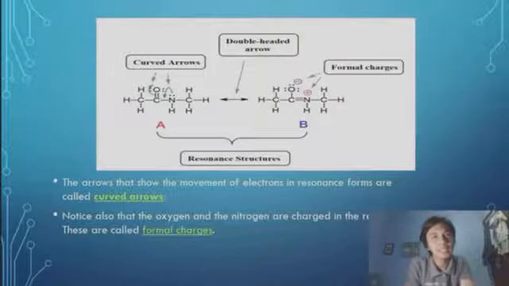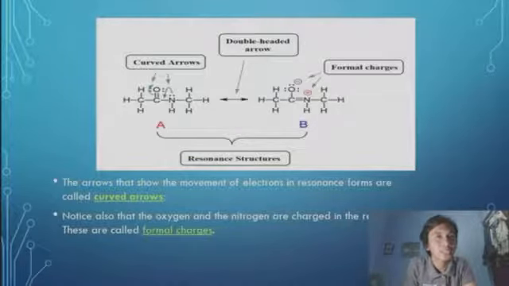Resonance structures can be interconverted to one another by moving some of the electrons. The arrows that show the movement of electrons in resonance forms are called curved arrows. As you see on the presentation, notice also that the oxygen and the nitrogen are charged in the resonance form B. These are called formal charges.